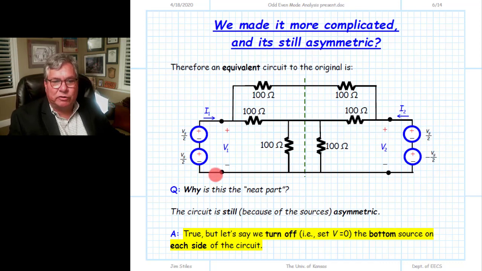The first thing we're going to do is turn off two sources, one on the left side and one on the right side. We're going to turn off this bottom source, and by turn off we say we set it equal to 0. Its voltage now becomes 0, it becomes a short circuit. Likewise, this voltage source, we're going to set it equal to 0. We're going to turn it off, and that becomes a short circuit. What we have left then is simply a voltage source Vg over 2 on one side and Vg over 2 on the other. Exactly the same source, both in magnitude and in phase.